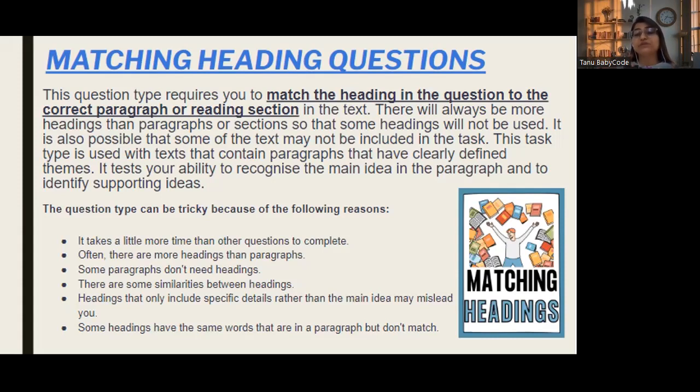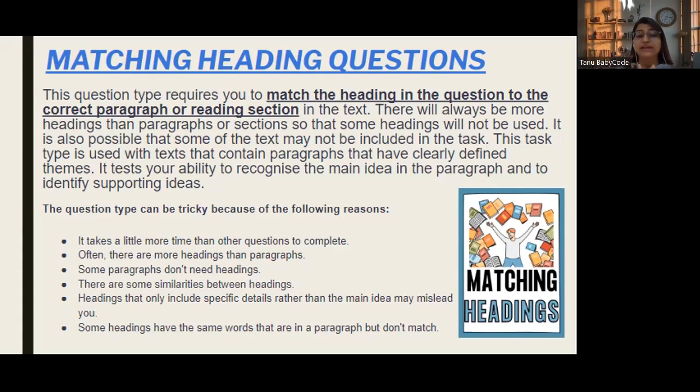There will always be more headings than paragraphs, or sections, I would say. Some headings will not be used. Suppose you have paras from A to E, so 5 paras, but you have 8 headings. So there are situations when 3 headings will not be used. Don't get confused, right? It is also possible that some of the text may not be included in the task. This type of question is used with text that contains paragraphs that have clearly defined themes.